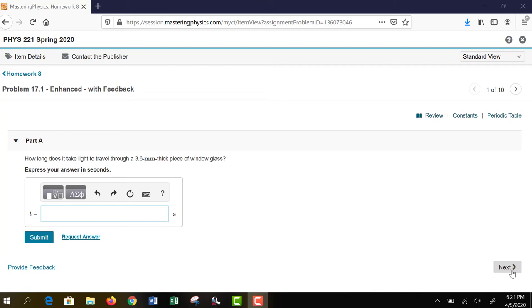In the very first problem, how long does it take light to travel through a 3.6 millimeter thick piece of window glass? We know the speed of light in air or in a vacuum is about 3 times 10 to the 8th meters per second, but when light enters a medium, it actually slows down. So let's take a look at this one.